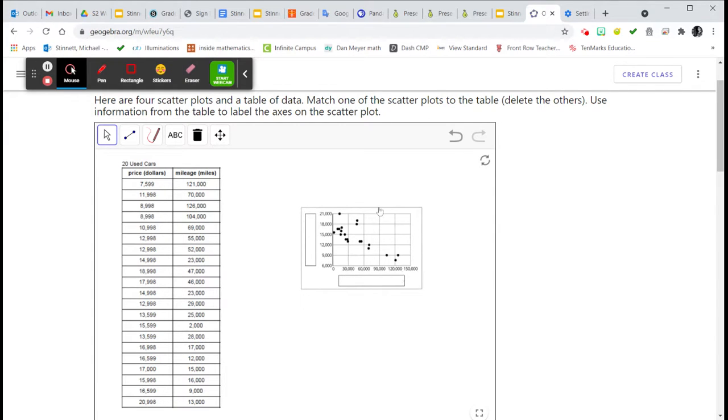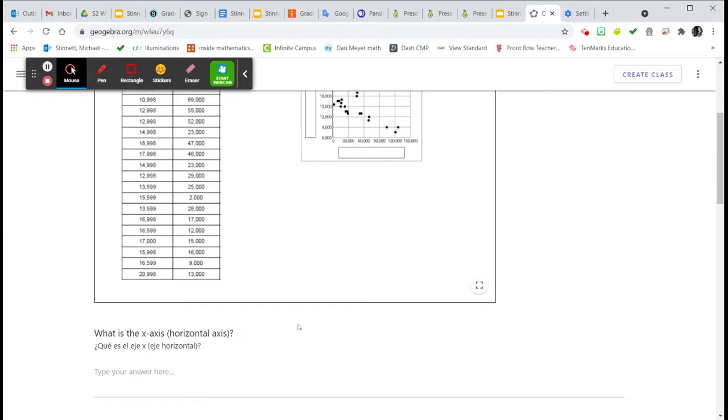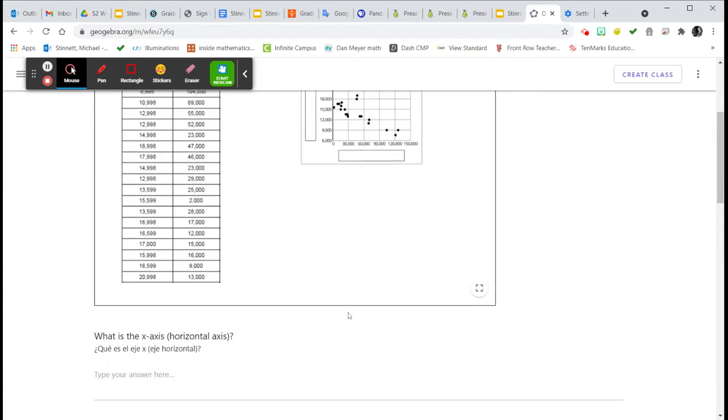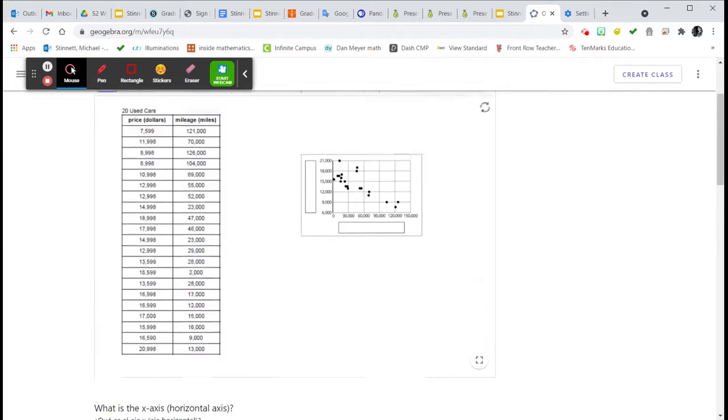All right. So it definitely is this graph. Now once you've figured out which graph you want, what you're going to do is start answering questions. First question is, what is the x-axis? For this graph, what is the x-axis? So what would I type in here? And you'll just type it in down here. That's fine. You can type down here.